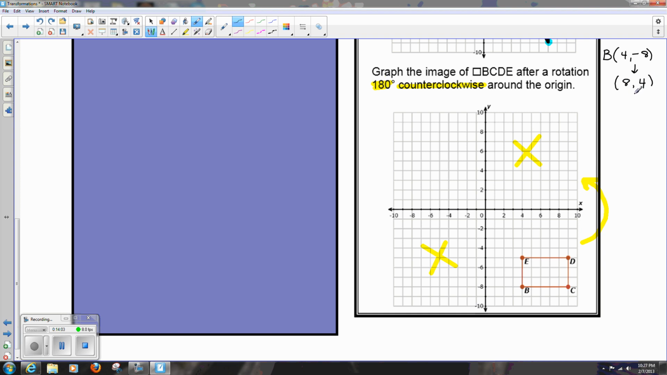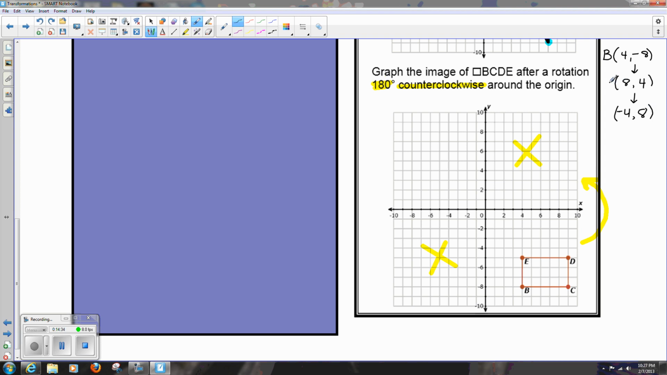But we're not done yet. We need to do a second 90-degree turn. So when we do the next 90-degree turn, what's going to happen to those two numbers? They're going to trade places again. Now this time, the x values are the ones that are negative, because now we're over here in quadrant 2. All of the x values are negative, so we're going to make this -4. And all of the y values are positive, so we're going to leave that +8.